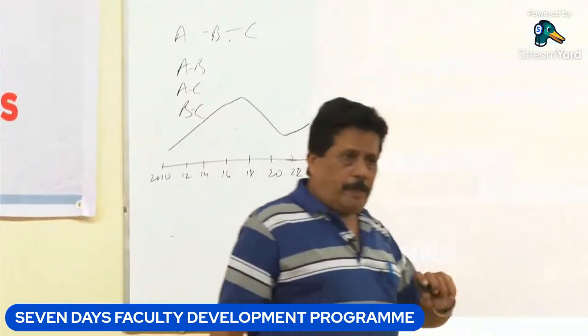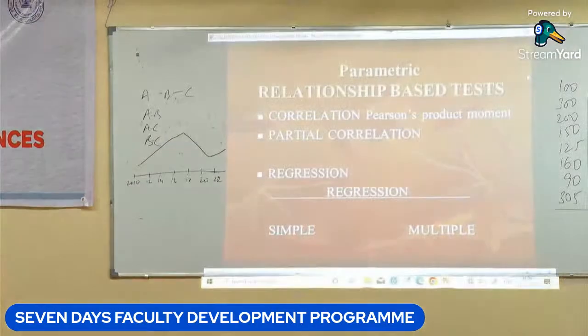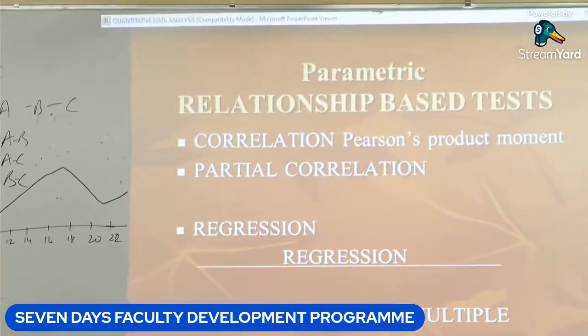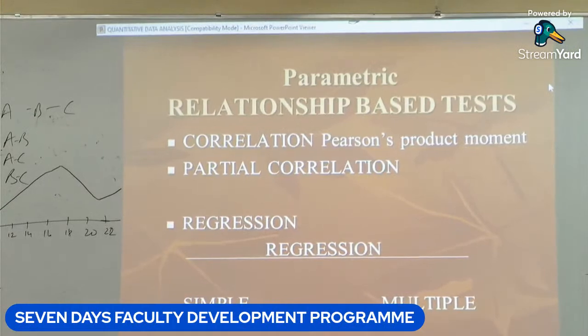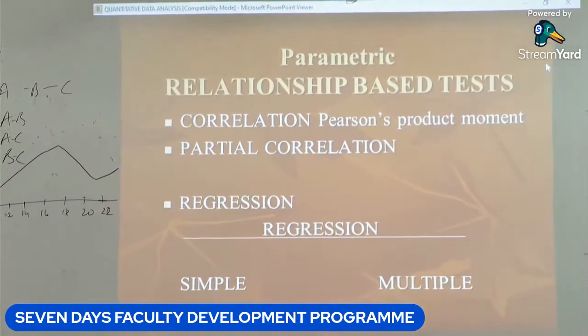Now get to the parametric relationship, the second part of our testing, the relationship based tests. One is correlation, as you know.